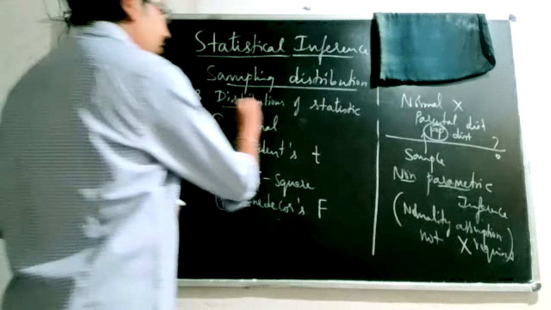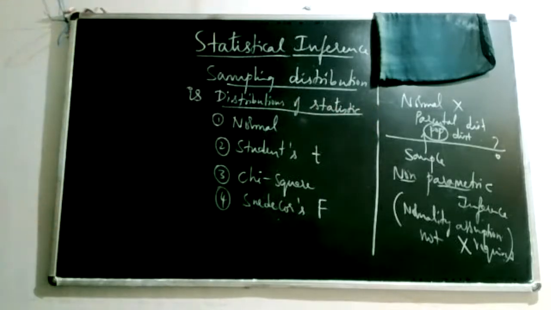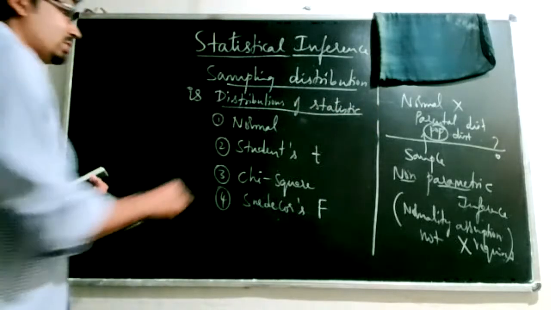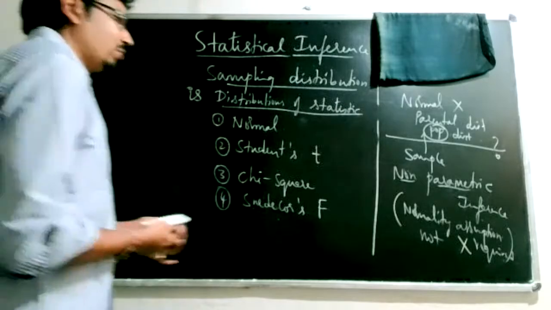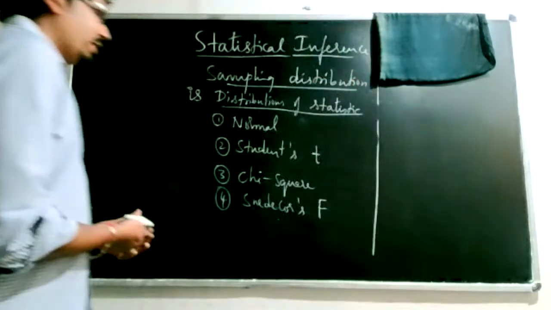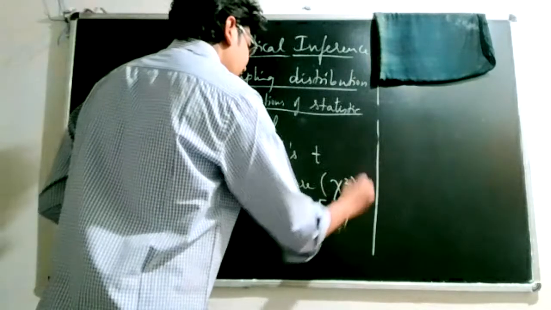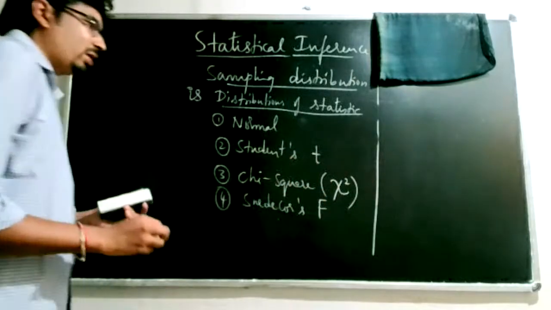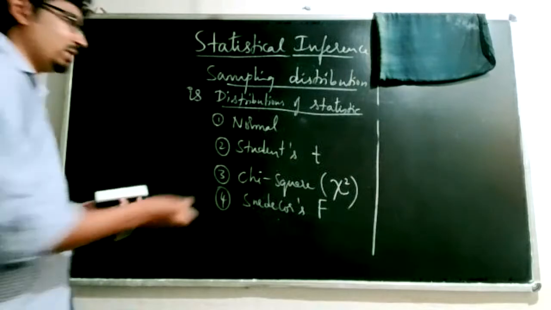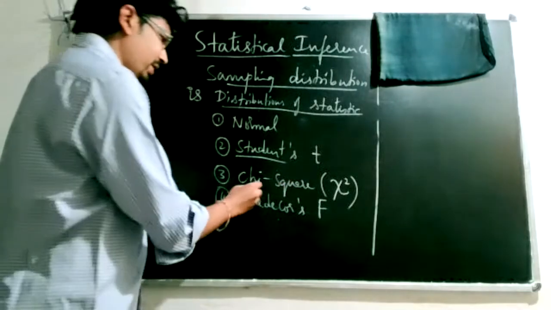So we are talking about a set of distributions that the statistics tend to follow. Those four distributions are the normal distribution, the t-distribution, the chi-square distribution, as well as the F distribution. The t-distribution is called Student's t-distribution. There is a reason why it is called Student. You can just Google it and get your answer.